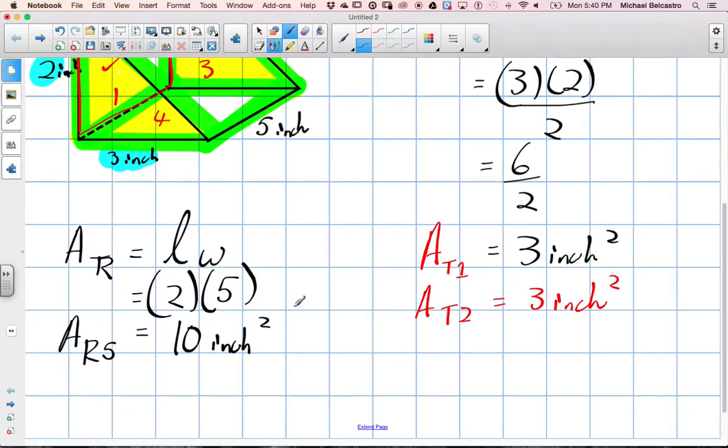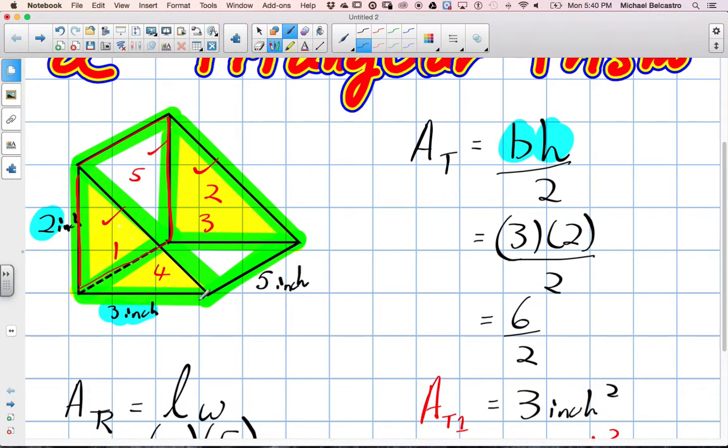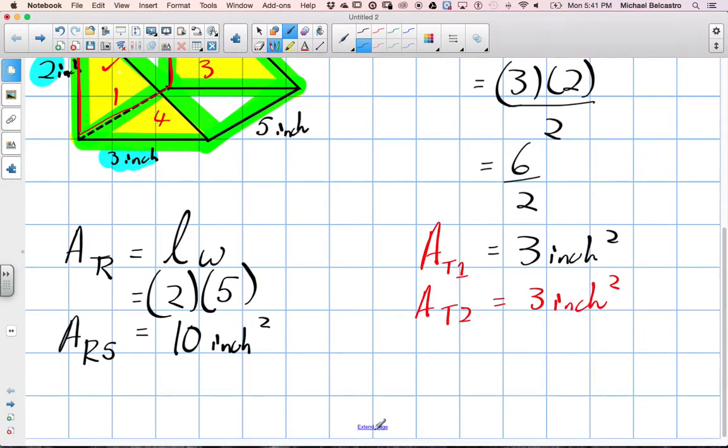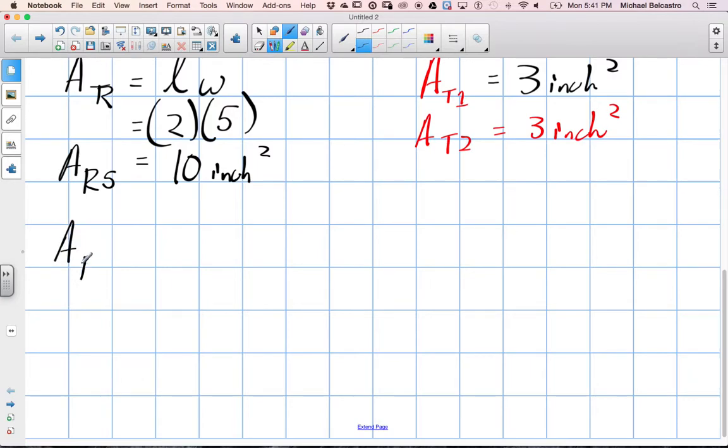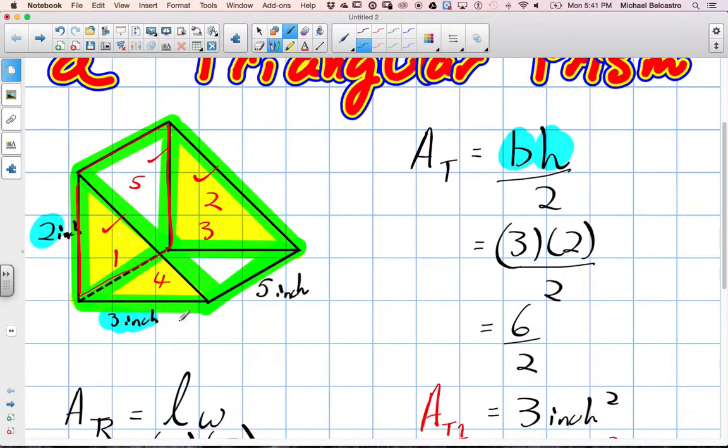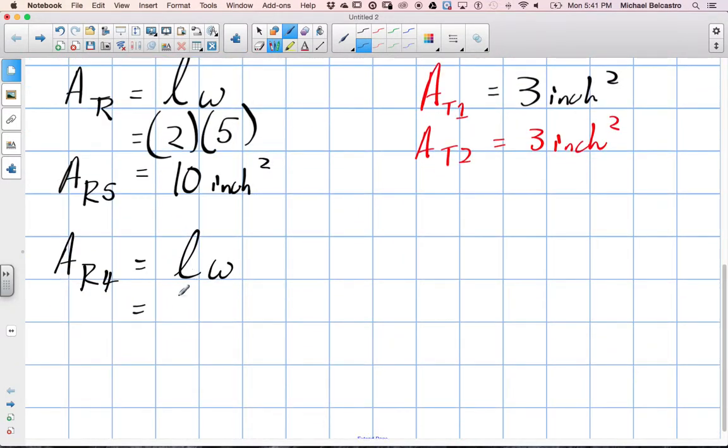So we've done 1, 2, 3 of the faces. Let's do the one on the bottom. We'll call that number 4. So we already know the area of a rectangle. The area of rectangle number 4 is length times width. And what's the length of this one here? 3 inches, that's right. And what is the depth? 5 inches. It's always going to be 5 because they're all the same, right? What is 3 times 5 going to give us? 15. Good, 15 inches squared.